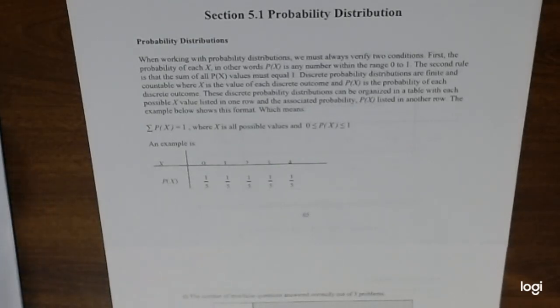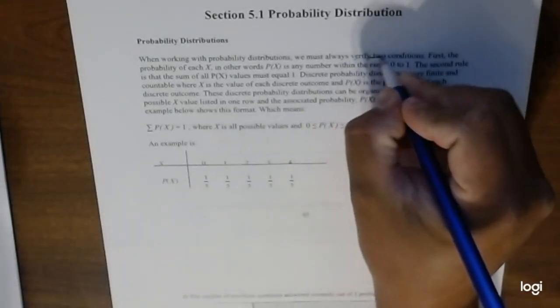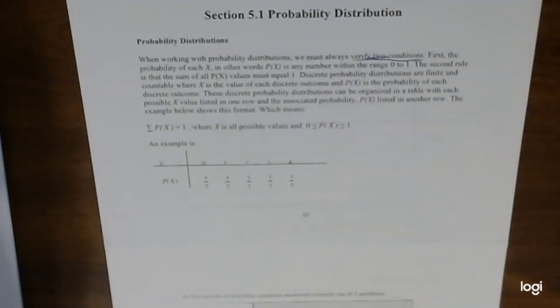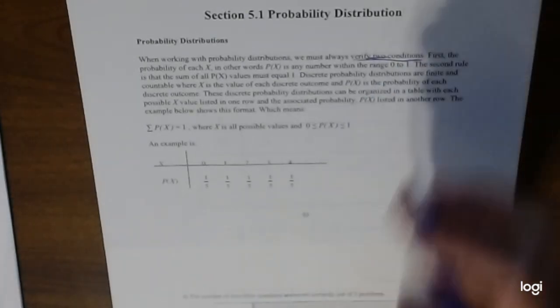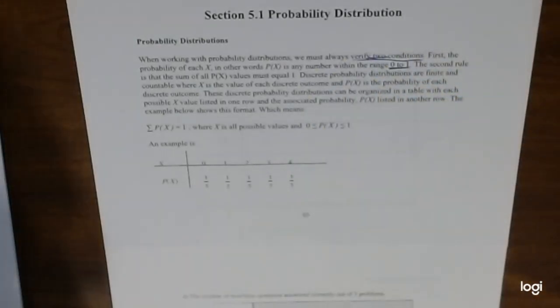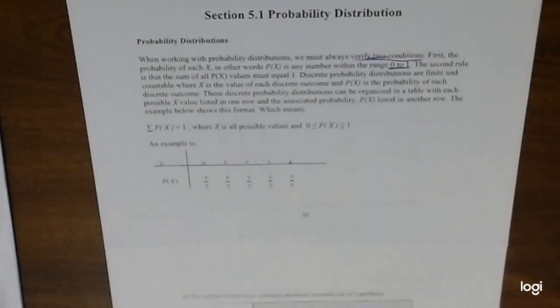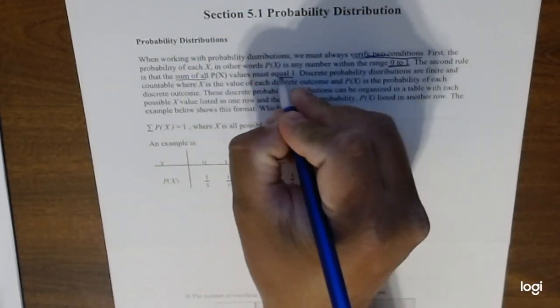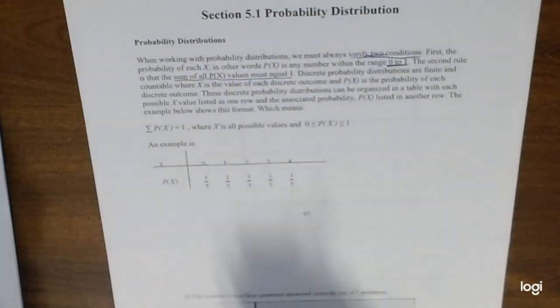So when working with a probability distribution, we must always verify two conditions. That's the key thing. We must always verify two simple conditions we're going to talk about right now. The first is that the probability of each x, in other words p of x, is any number within the range 0 to 1. We already know that for sure, right? It's from your exam. A probability must be between 0 and 1. So that's always the first condition. The second rule is the sum of all of the probabilities must equal 1. That's another key concept there.